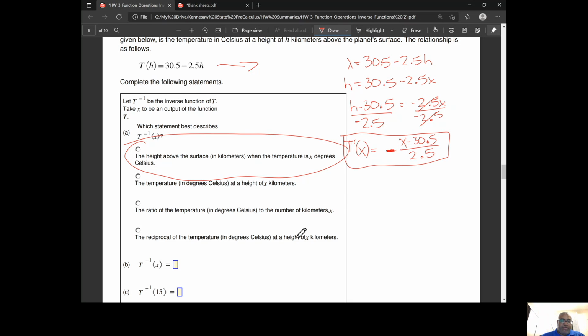And then T inverse of negative 15. We're going to go ahead and put that in the calculator. And we get 15 minus 30.5 divided by 2.5. And I get equals negative 6.2. Oh, positive 6.2. I forgot the negative. Don't forget the negative.